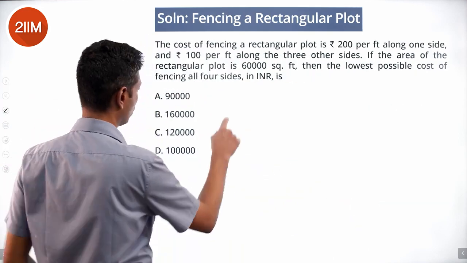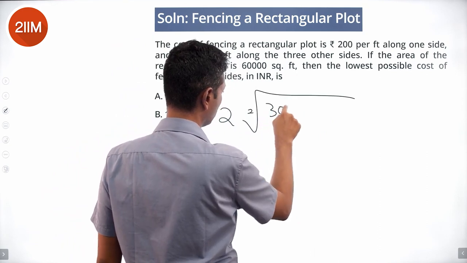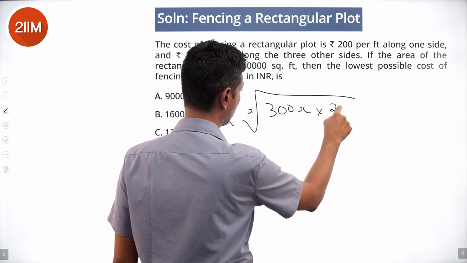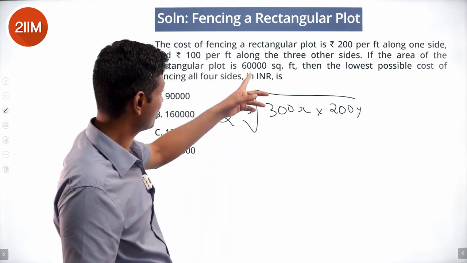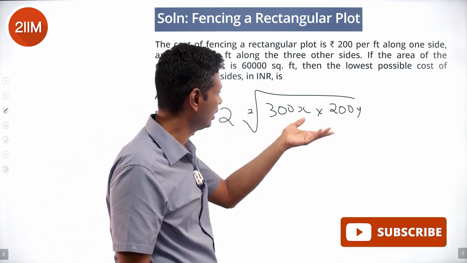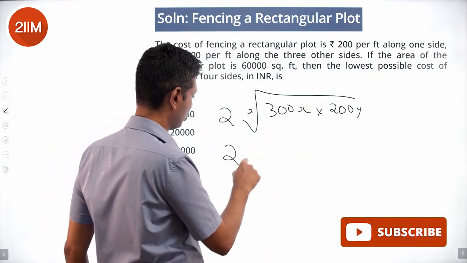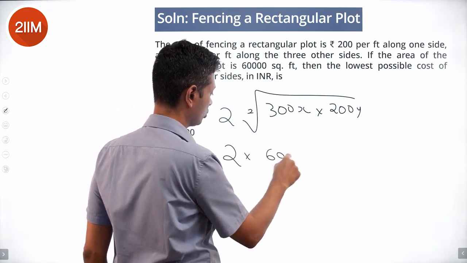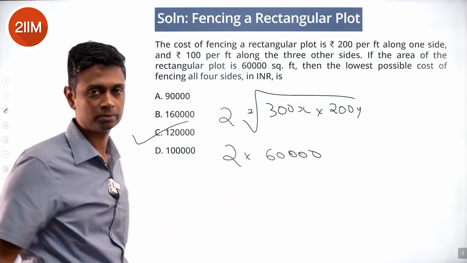The answer we are looking for is 2 times the square root of 300x into 200y. xy is 60,000, which is nothing but 200 into 300. So this is 300 into 200 into 200 into 300. So this is 2 times 60,000, or 1,20,000.